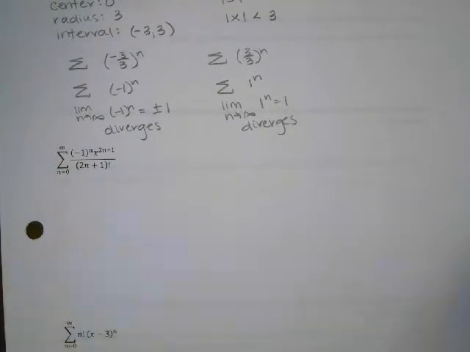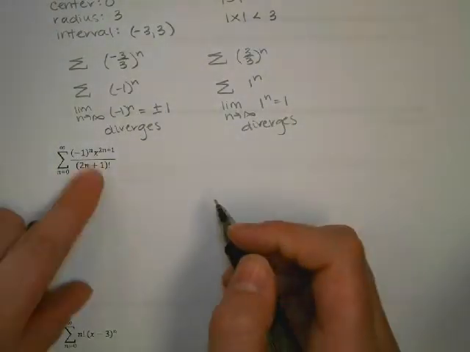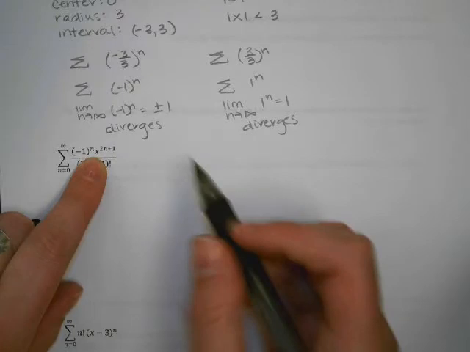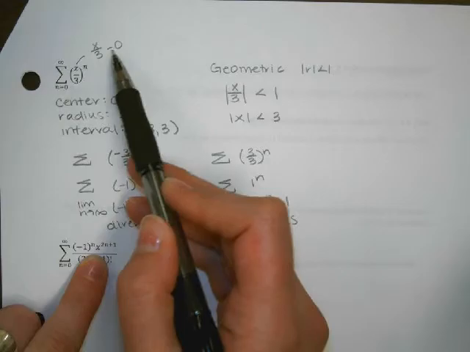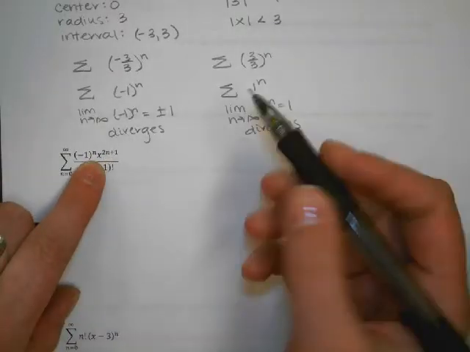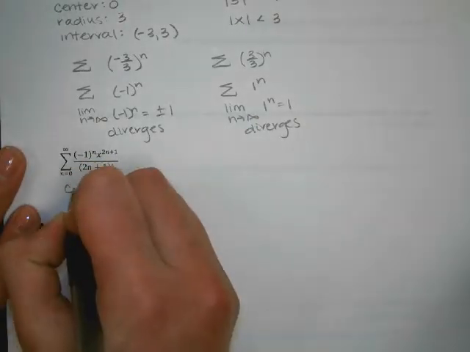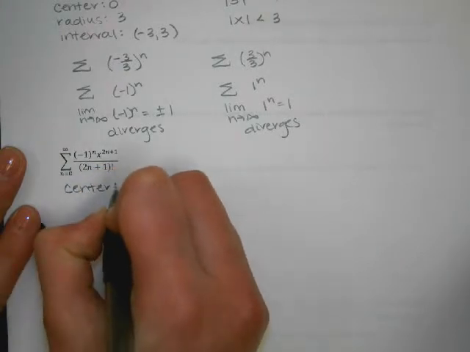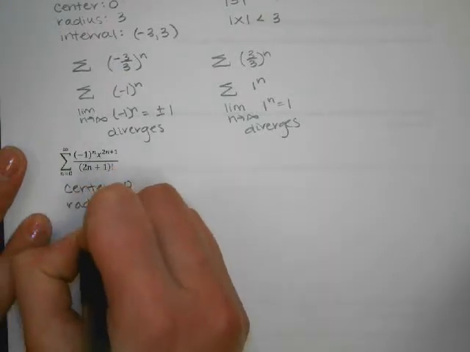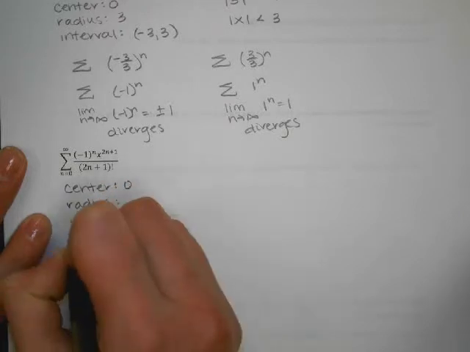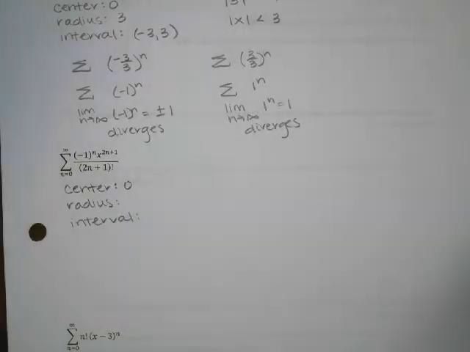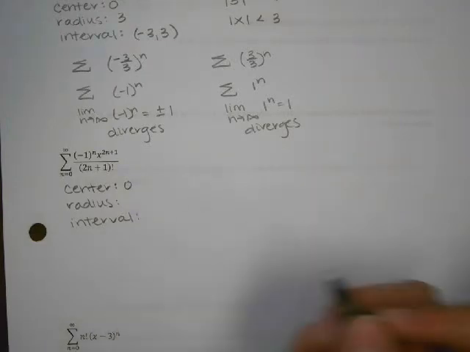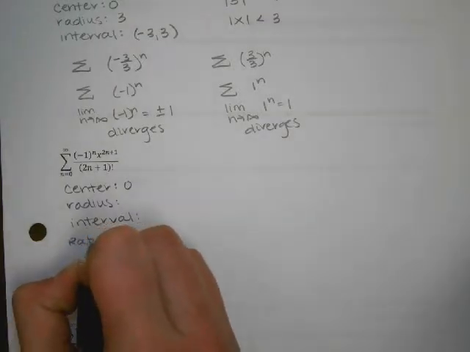There we go. So here, if we think about what would have been in the parentheses with the x, just like before, this one was x over 3 minus 0. This one would have been x minus 0, which is why it didn't have any parentheses. And so we're going to say the center here is 0. And then we also want to find the radius and the interval. And so this one is kind of back to what we expect. It's a ratio test, which is pretty typical for these problems. And so I'm going to go ahead and do the ratio test.